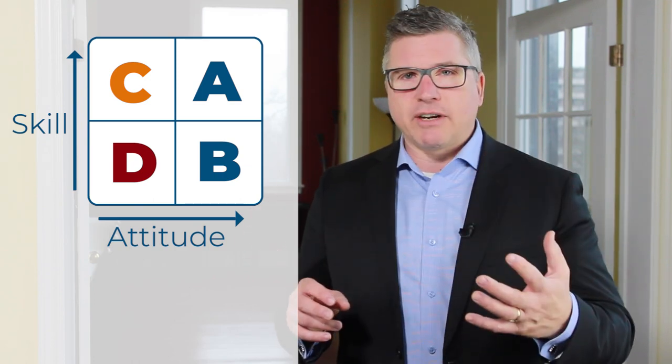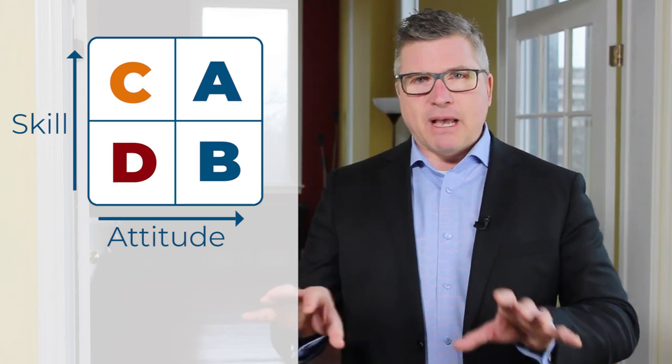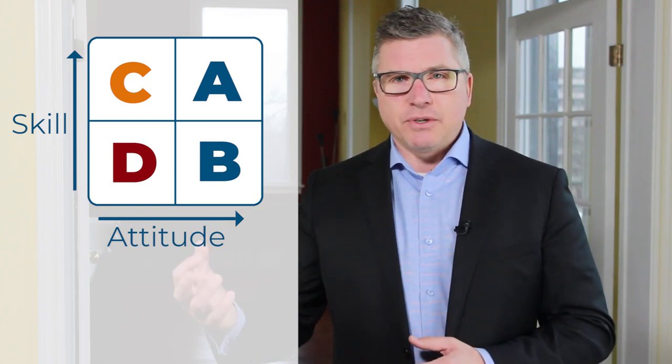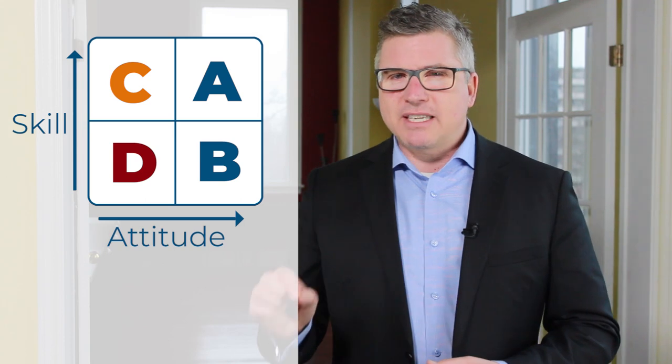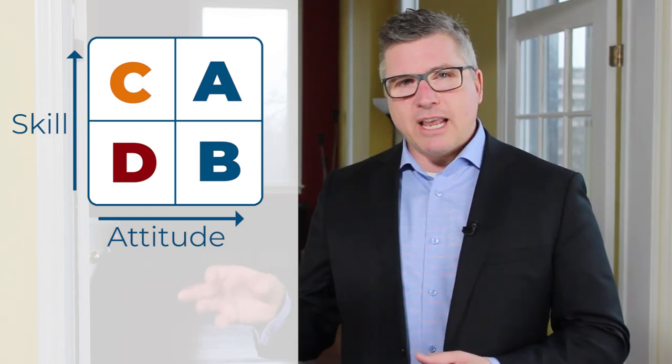The C player has not got a great attitude. They're pressing buttons, taking advantage a little bit, and pushing these boundaries. Well, the A player, they're doing a great job, great attitude, and they're playing by the rules, and they see the C player not doing the same thing. They're getting great results, but they're not playing by the same rule book as the A player is.